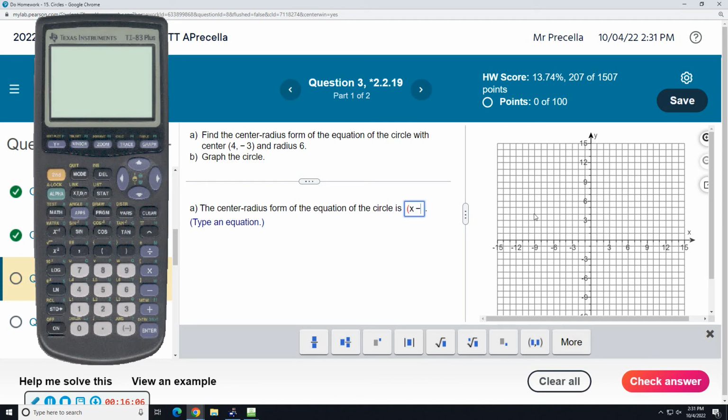Parentheses, x -4, close parentheses, hit the exponent key, square, right arrow, plus y +3, close parentheses, squared, right arrow, equals 36. Notice how it spaced it so nicely. I never hit a space key. As we go through this semester, never use capital letters, never use space keys.